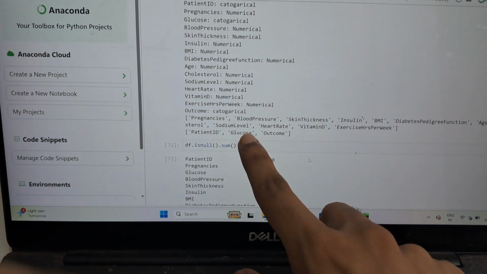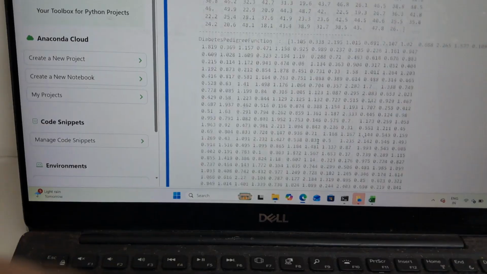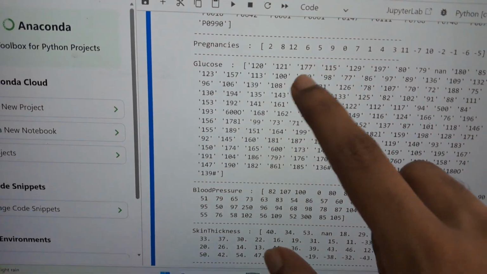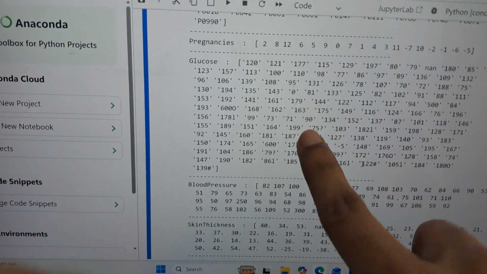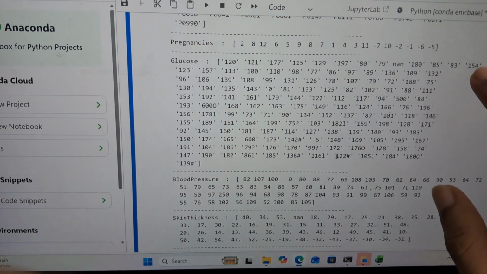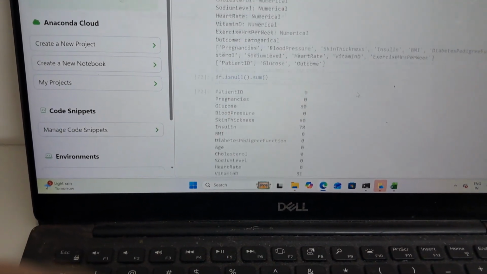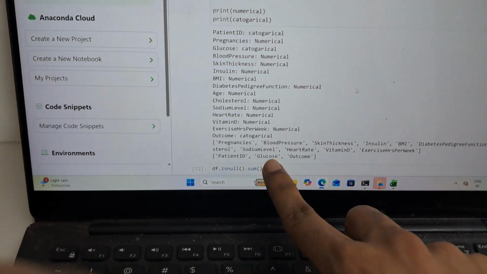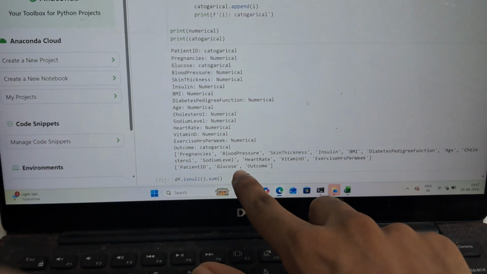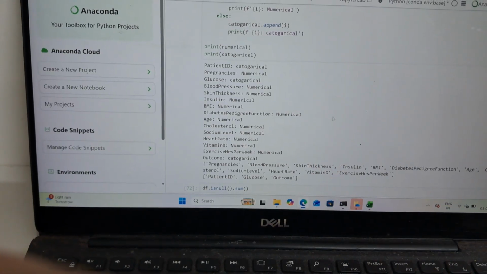And here glucose is also considered categorical because, as I already said, the unique values in glucose are enclosed in the form of a string in single quotes. So it is a string. Actually it is an integer, but as it is in the form of a string, it has taken glucose as categorical. So what I'll do is convert this glucose into an integer, remove glucose from the categorical list, and append it to the numerical list.